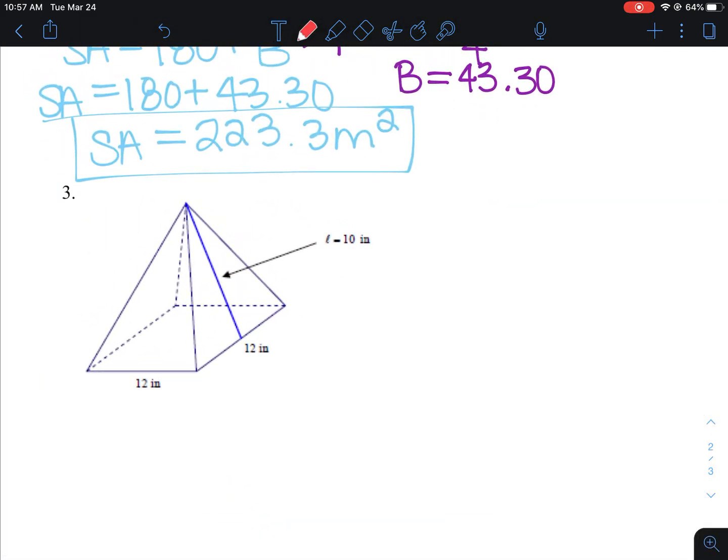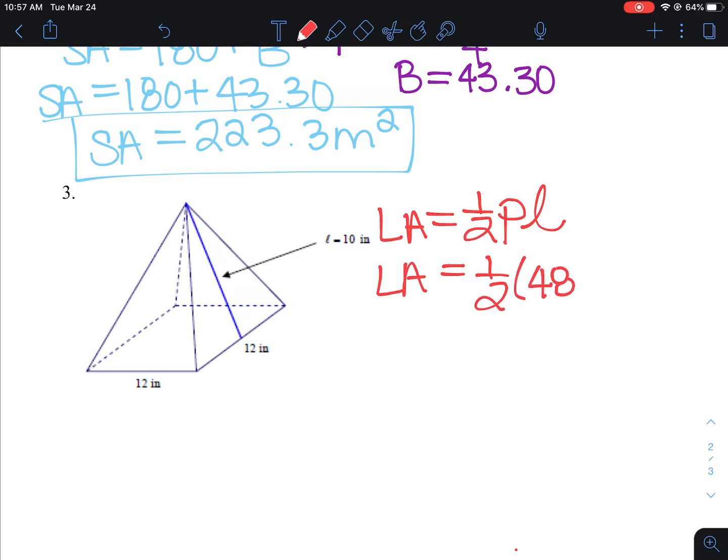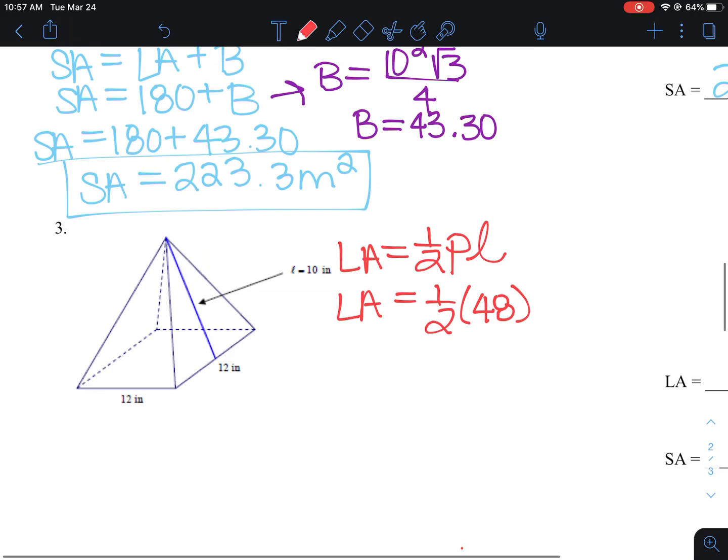So, number 3. This, again, is just a regular old pyramid. It has a rectangular or square base, so it's just a pyramid. So lateral area for this one, remember, is 1/2 the perimeter of the base times the slant height. It seems like all 4 sides would be 12 then. If you know that 2 of them are 12, then the other 2 would have to be 12 as well. So 12 times 4, because you want the perimeter of that base, would be 48.